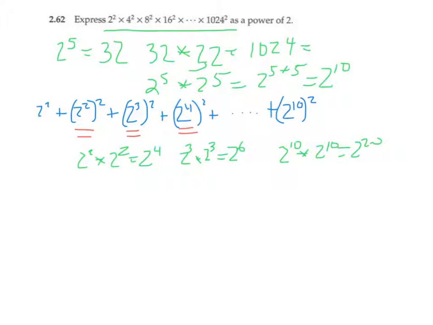So now we can write it out, and we'll start with 2 squared, and we're multiplying, so these should all be multiplication symbols. So 2 squared times 2 to the 4th times 2 to the 6th times 2 to the 8th times all the way up to 2 to the 20th.